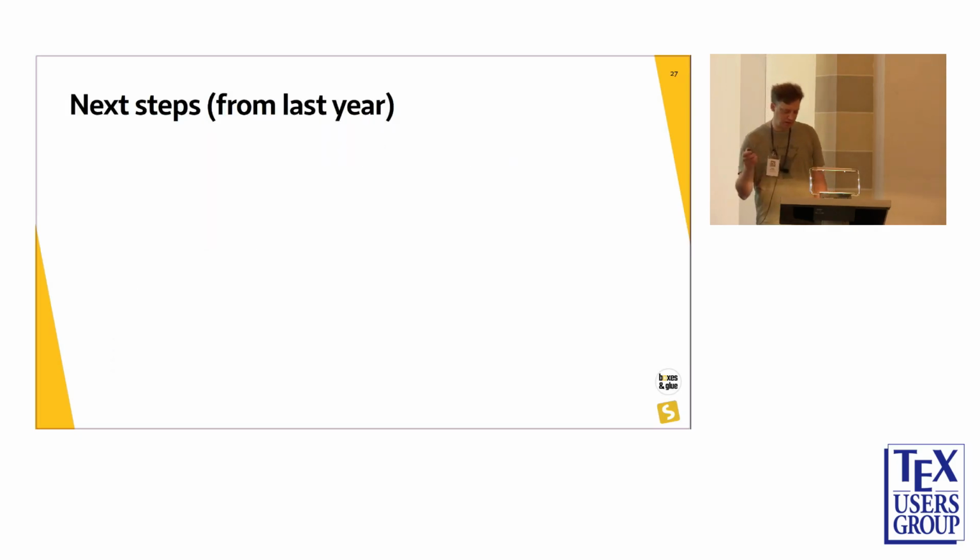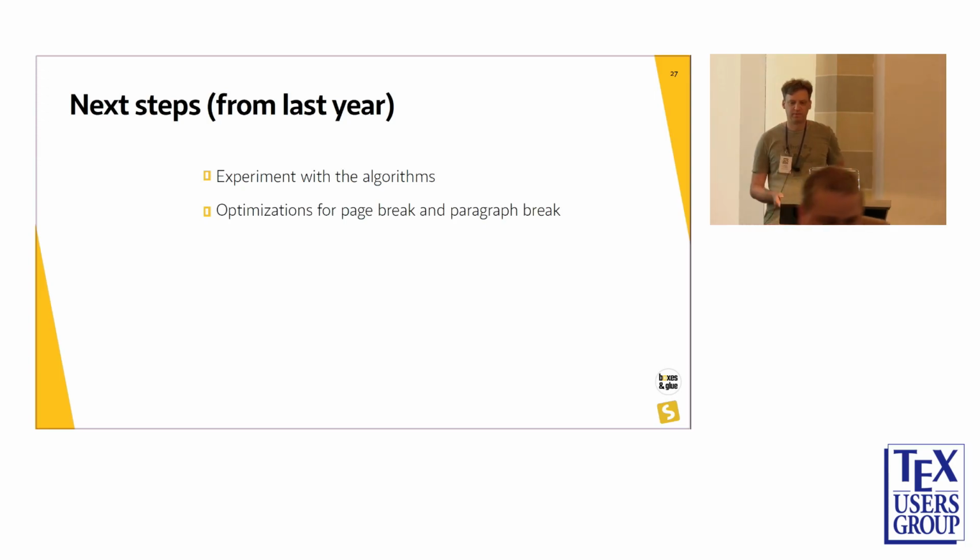So this is also from last year, my great wishes, what to implement next. Like experiment with the algorithms, doing optimization for page breaks and paragraph breaks, or to do parallel tasks to speed up things. And I have to admit I've done none of these items yet, so this will be on next year's presentation for my next steps.